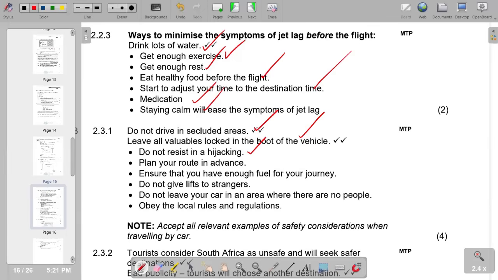Plan your route in advance. Ensure that you have enough fuel for your journey so that the fuel is not finished along the way. Do not give lifts to strangers. Do not give anyone transport. So do not leave your car in an area where there are no people. So these are some of the measures that you have to take note of.